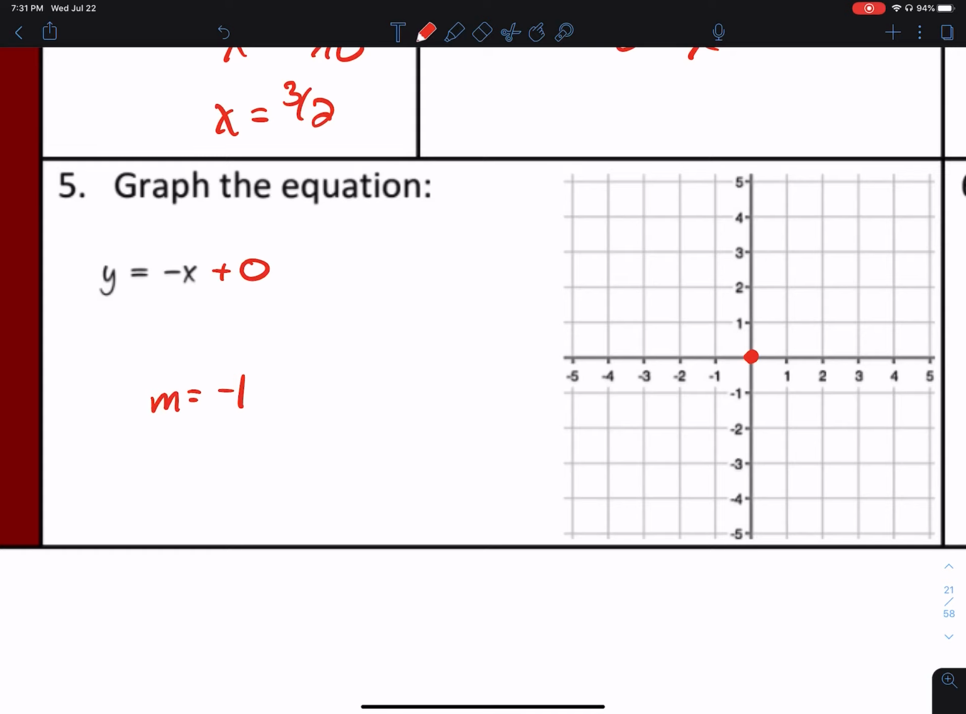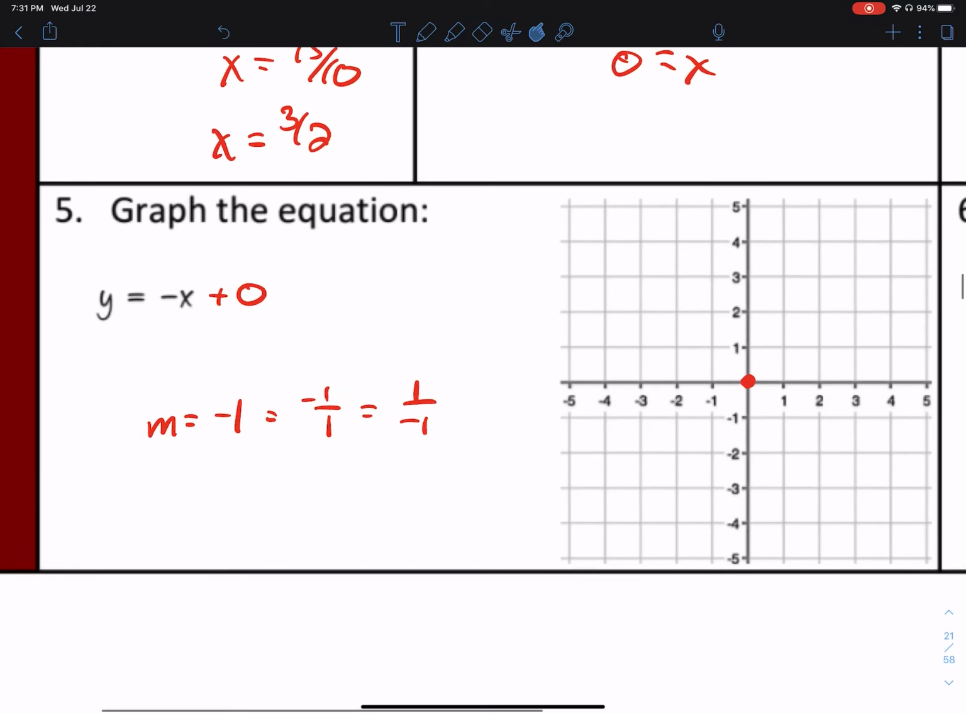As a fraction, that's -1 over 1 or 1 over -1. These are identical things. So from my y-intercept of 0, I can go down 1 to the right 1, put a dot. That's what this is saying to do. Down 1 to the right 1, put a dot. This is saying to go up 1 to the left 1. In either case, we're putting these all in the same location.